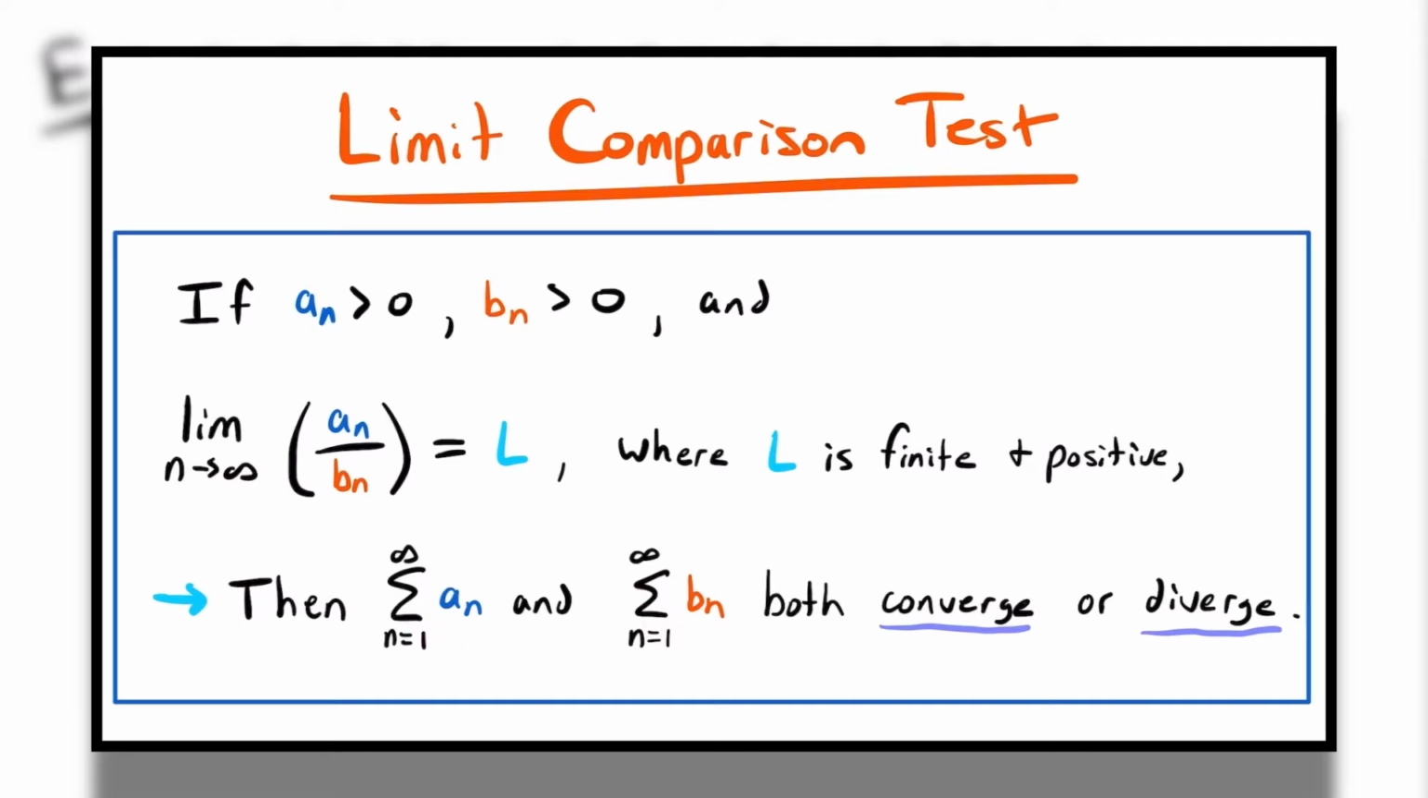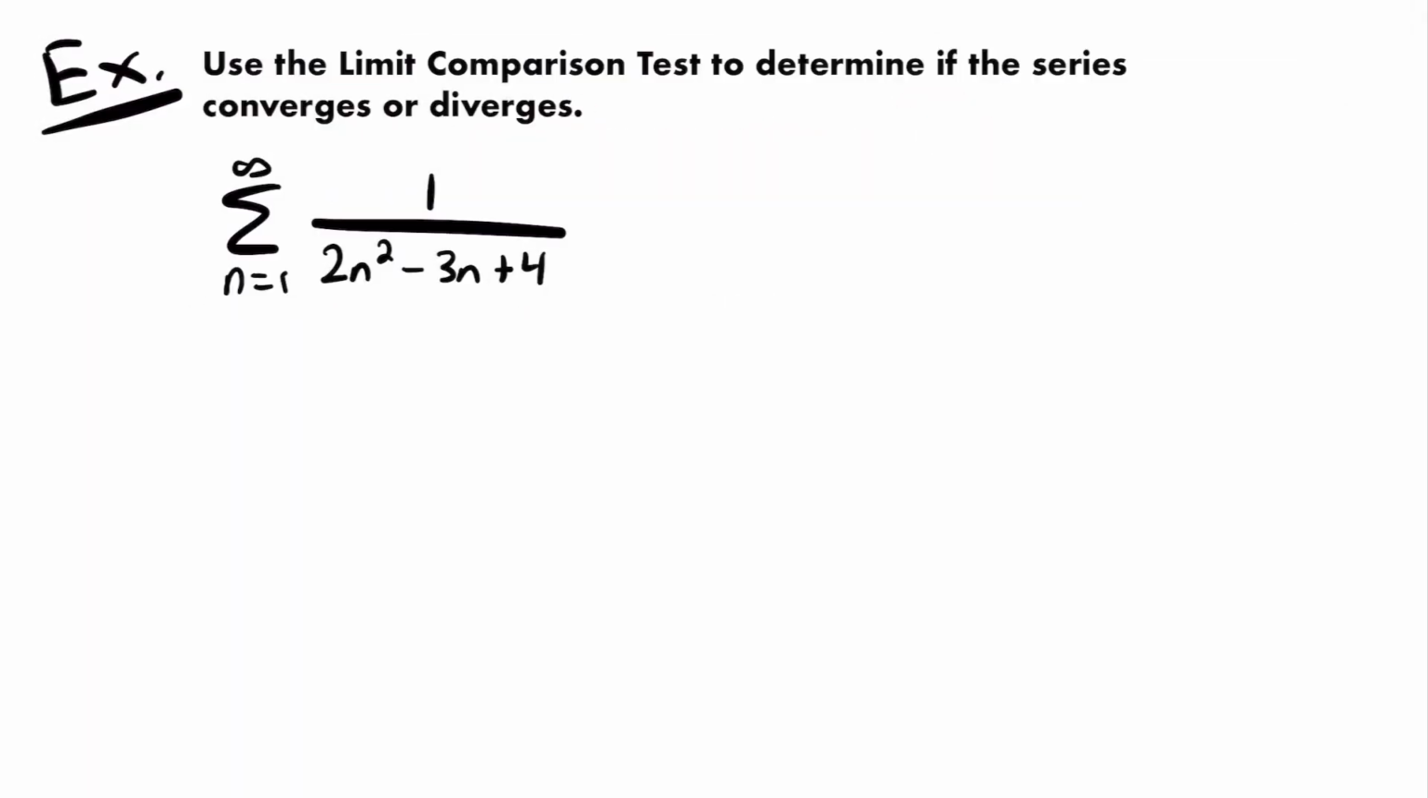If we go back to our example, we need to choose a series that we can compare to this series for the limit comparison test. Typically we're going to be comparing to a p-series or geometric series that we can easily determine the convergence of. When you have an algebraic series like we have here, made up of powers of n in the numerator, denominator, or both, typically we will compare this to a p-series that we will form by looking at the highest power of n in the numerator and denominator.